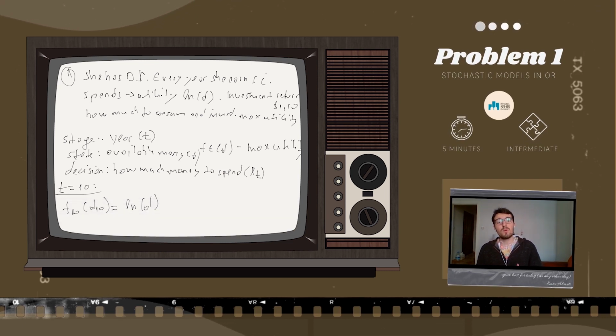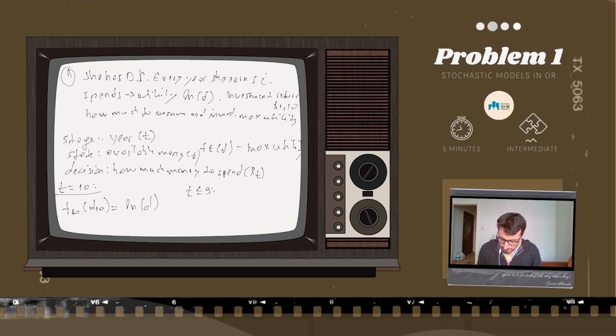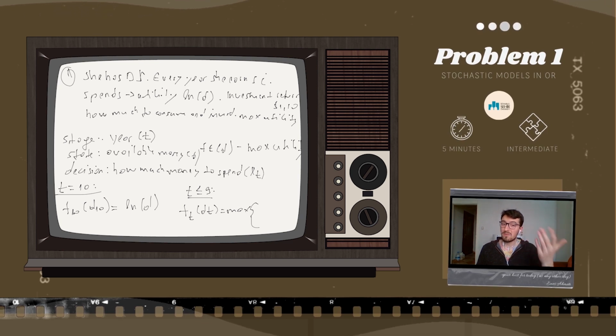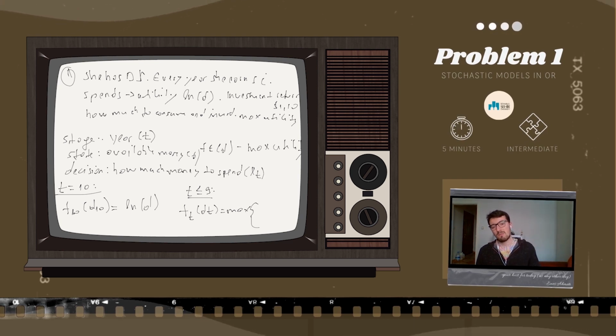But we can have other possibilities if we are dealing with previous years. So t is less than or equal to 9. ft of dt, dealing with a maximum. Now you care about the future. You care about how much money you're earning, but also you care about saving money. So your function would basically depend on the future. You will spend a certain amount for yourself, but you will invest the rest of the money so that you can get something in return.